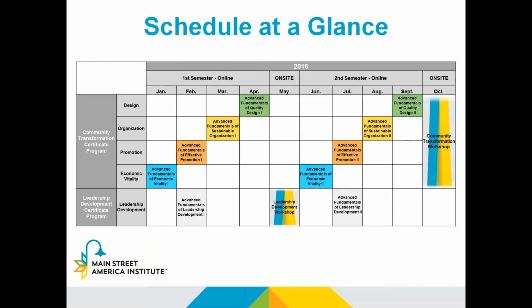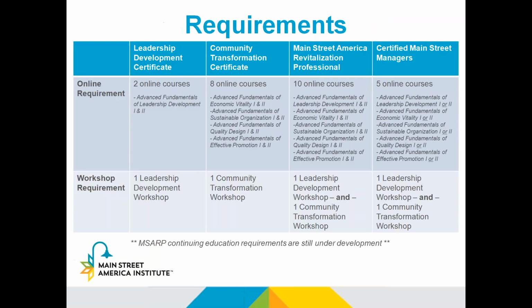This is the schedule at a glance. So these are the classes that are going to be offered. As you can see, you still have them broken down into these areas of the 4 points. In January, they're going to focus on economic vitality with advanced fundamentals of economic vitality. And then you'll see it goes from there with that on-site leadership development workshop taking place in May in conjunction with the conference, and then an on-site workshop for community transformations in October, and that'll actually be in Chicago, where the National Main Street Center is based.